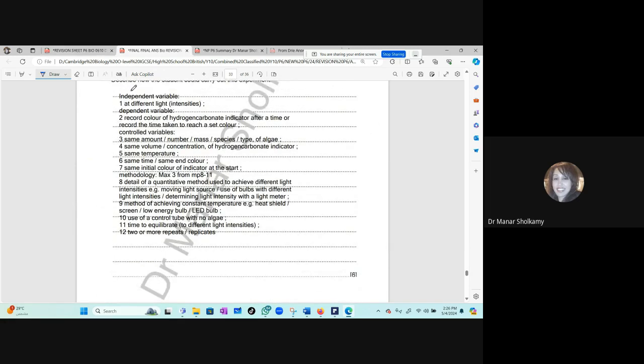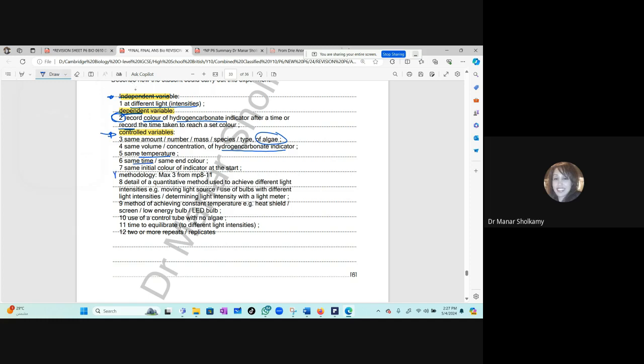So the independent variable is the different light intensities. The dependent variable, I will record the color of the indicator after a fixed time. Exactly like we said. Always for the dependent variable, I will record it after a set amount of time. I will not wait forever. Or the time taken to reach a particular color. Now, controlled variables. Again, this is in points. Independent, dependent, controlled. Same amount or the same species of plant every time, or algae here. Same volume or concentration of hydrogen carbonate indicator, the same temperature, the same time, same initial color of indicator.